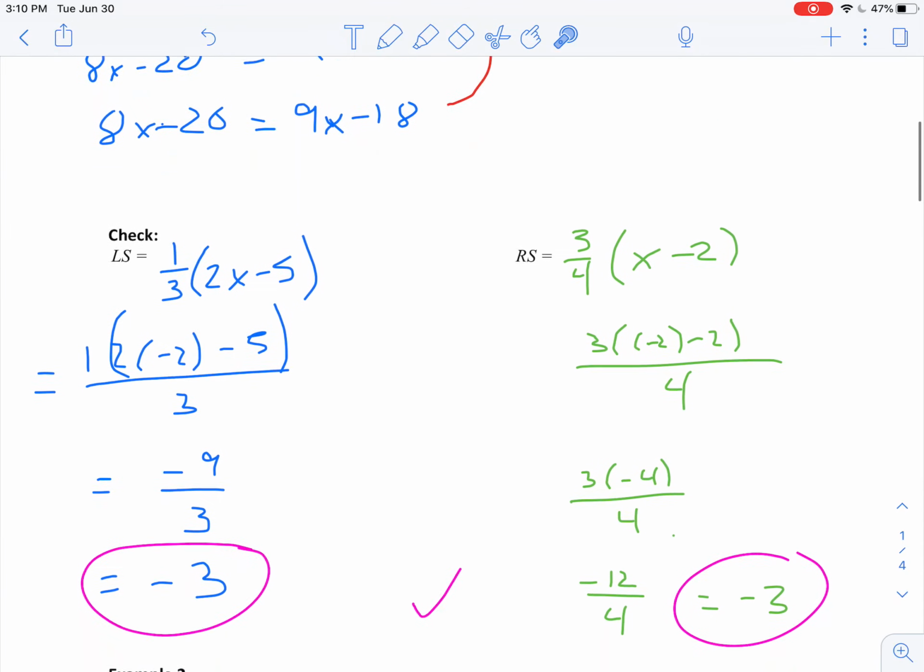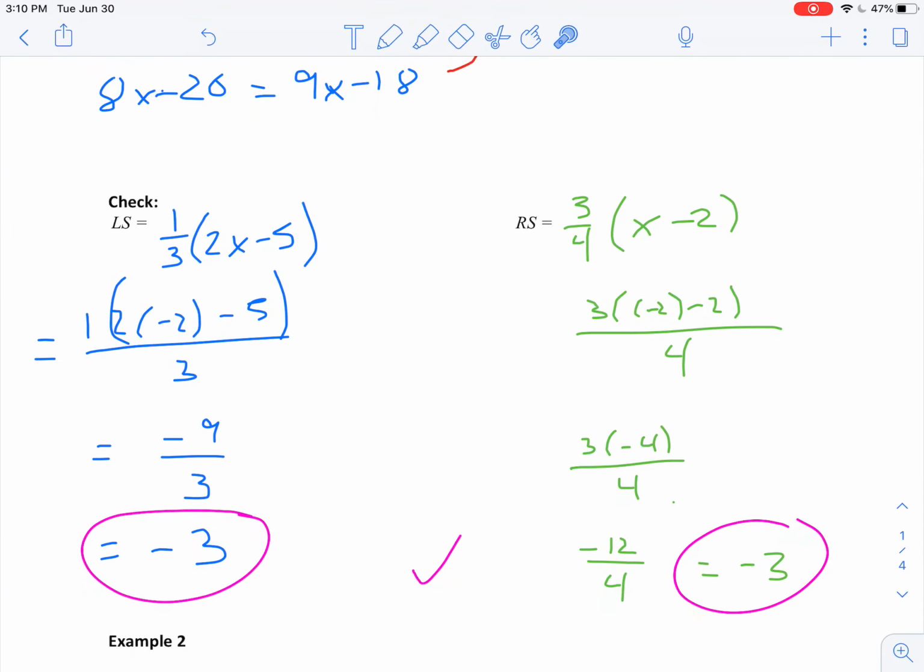When I perform the check, I'm going to be substituting the x value of negative 2 into the left and right hand side. So the left side I'm going to rewrite from the original equation, 1 over 3 times 2x minus 5. That would be equal to 1 times, in this case, 2 times negative 2 minus 5 all over 3. 2 times negative 2 is negative 4, minus 5 is negative 9 times 1. I'm left with negative 9 over 3, and then I can perform that math, and I'm left with negative 3.